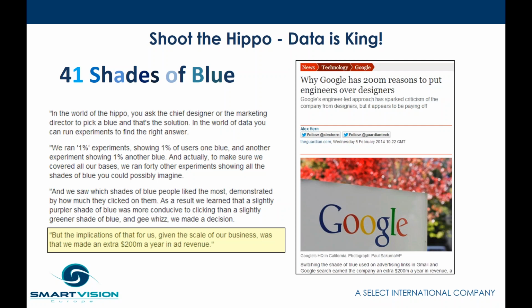But the implication of that, given the scale of their business, was that they made an extra $200 million in ad revenue simply by picking a shade of blue for their AdSense adverts, rather than one other shade of blue. And this is a very extreme example, of course, because obviously Google's getting billions of queries per day. It's a very extreme example of how data is used to drive a decision, which in turn is used to drive extra revenue. But the principle is the same. The principle is that we look at data to help us make better decisions, to drive the objectives, whether they be tactical or strategic objectives of the business.